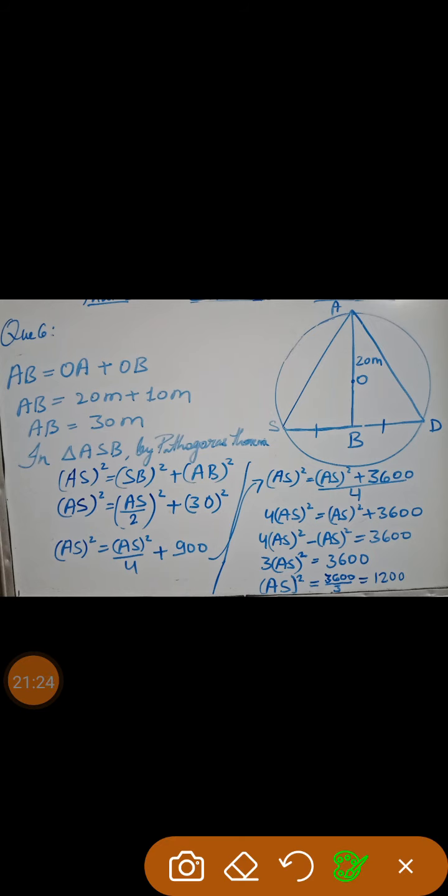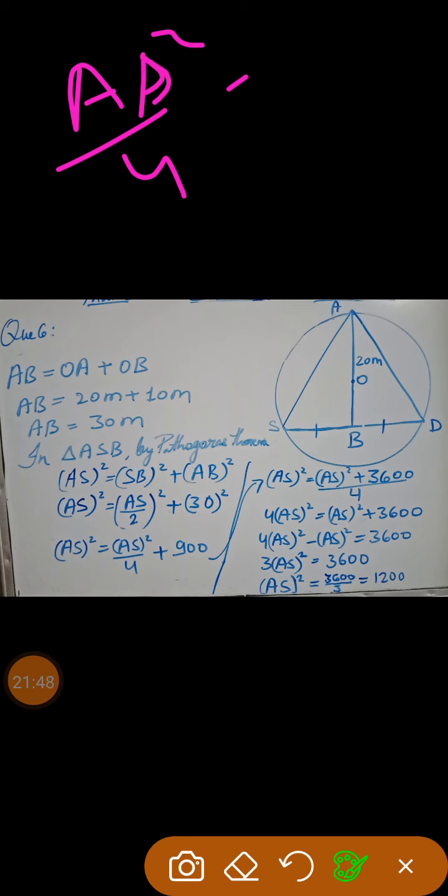Now in place of AB we shall write 30. So AS square is equal to AS by 2 whole square, which will be AS square by 4, and 30 square will be 900. Now we shall add this AS square by 4 plus 900, and this is a fraction.